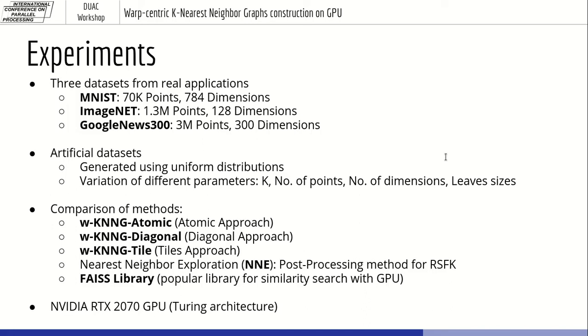We have executed the Faiss library to create KNN graphs of these datasets, which is a popular library to perform similarity search using GPU. We also have executed SFK using nearest neighbor exploring, or NNE, which is a post-processing technique that can be applied to SFK and is better described in our paper. The 3 design methods and the Faiss library were compared using an RTX 2070 GPU.